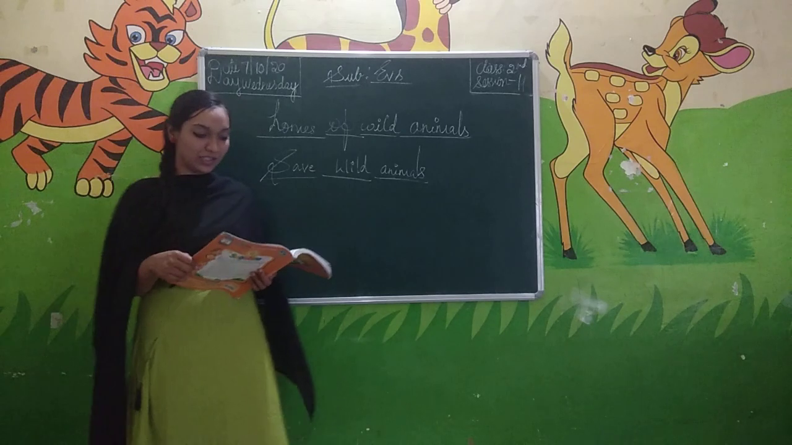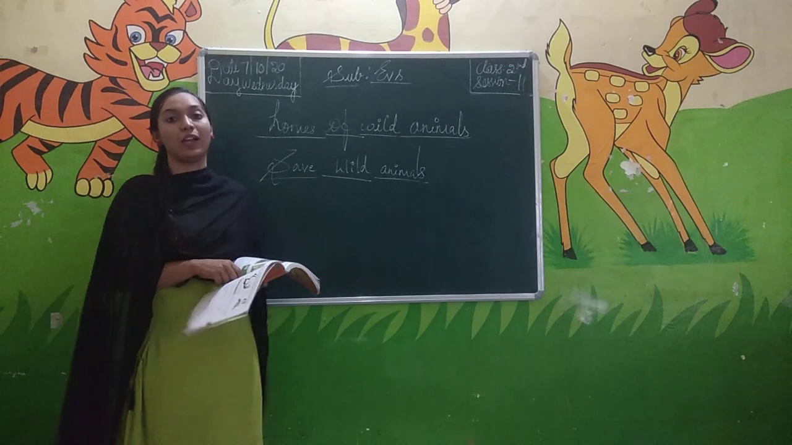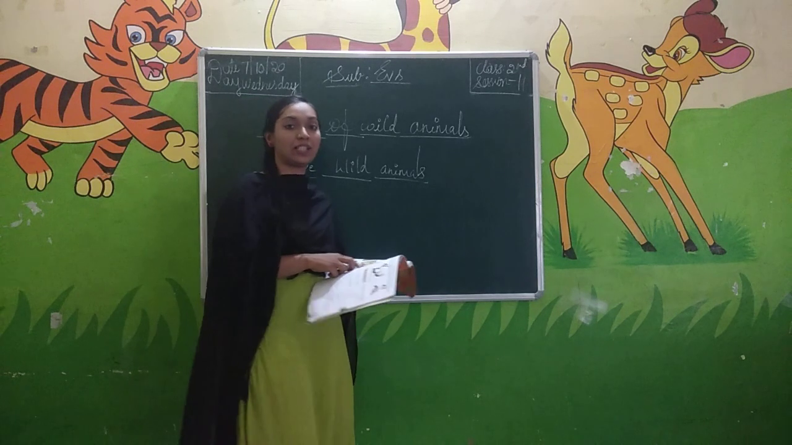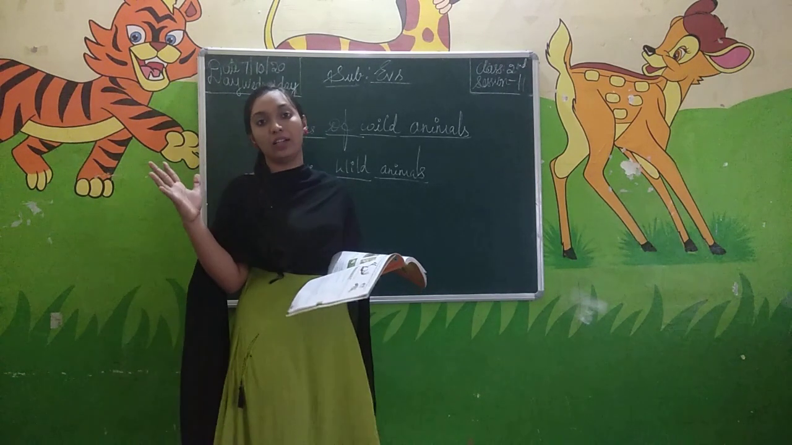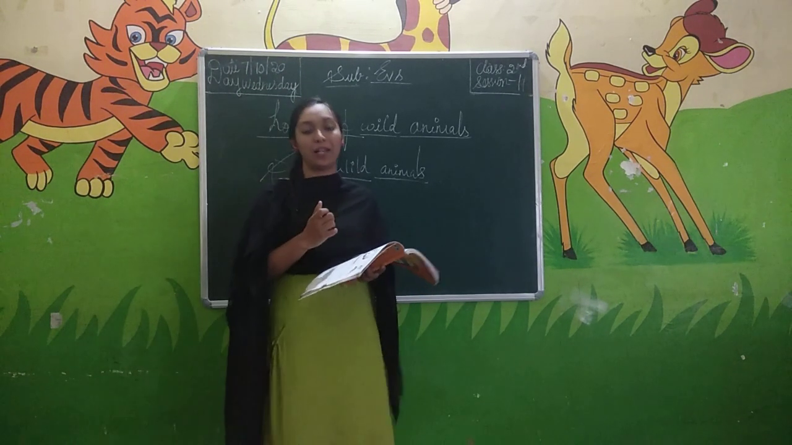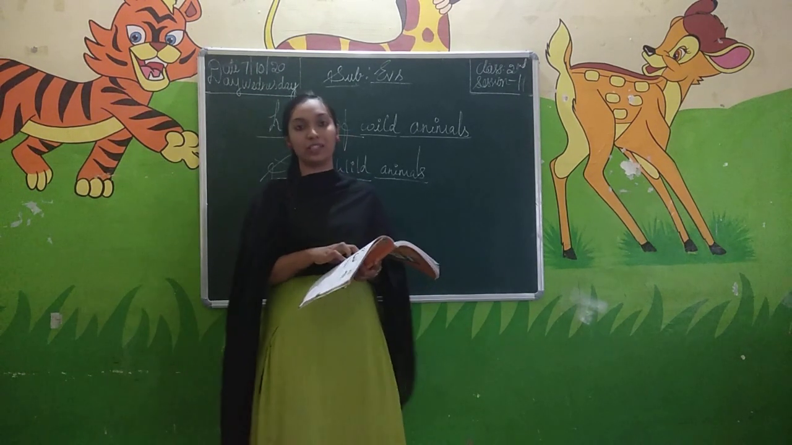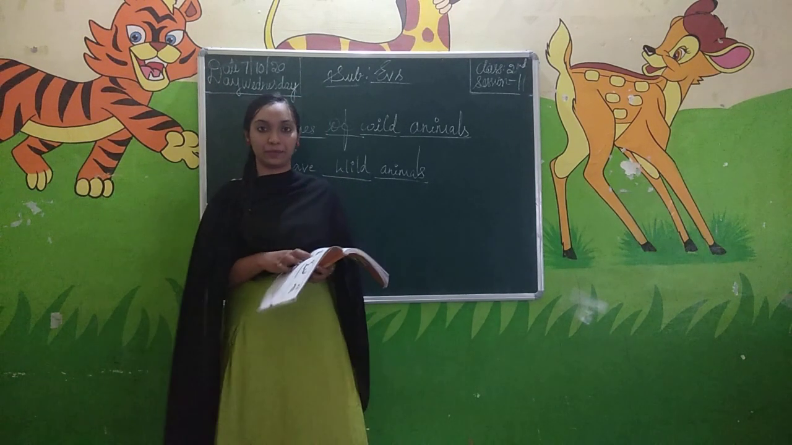So we must stop cutting down forests and protect wild animals. Children, in this way we should save wild animals. We have to protect them. We must stop cutting down trees as well as forests, and we should stop killing the wild animals. Okay. So in this way, we can save the wild animals.